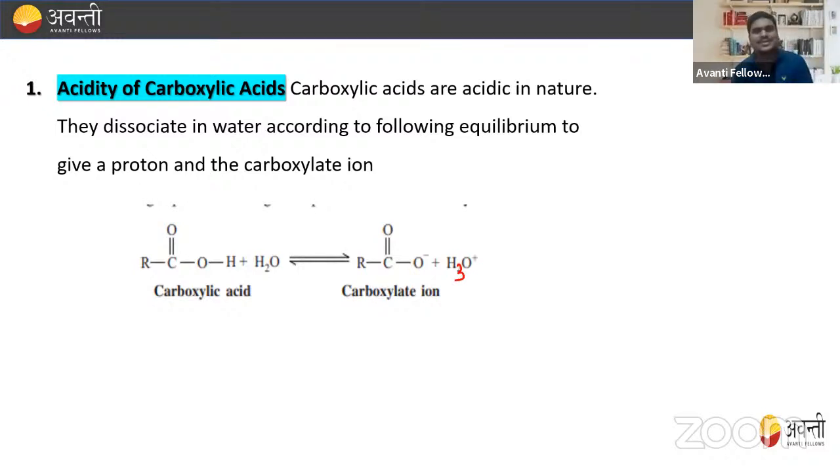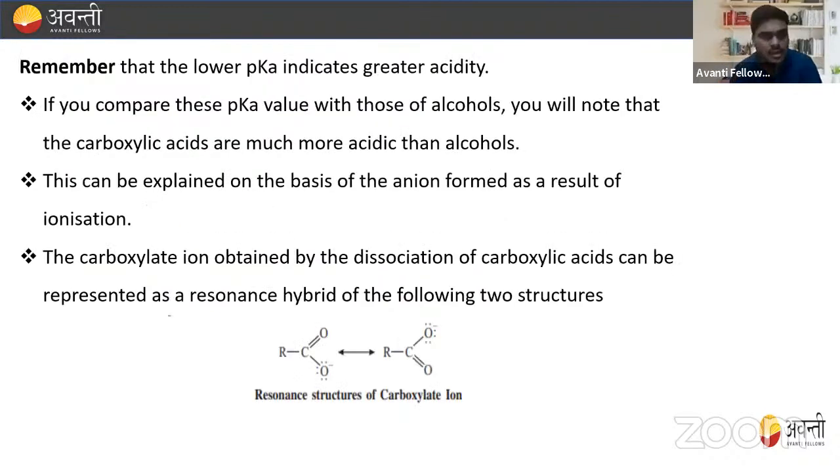So basically, carboxylic acids are acidic in nature. They dissociate in water according to the following equilibrium to give a proton and a carboxylate ion, like this, right? This is the carboxylic acid, this is water, and this will form the carboxylate ion. Remember that a lower pKa indicates greater acidity.